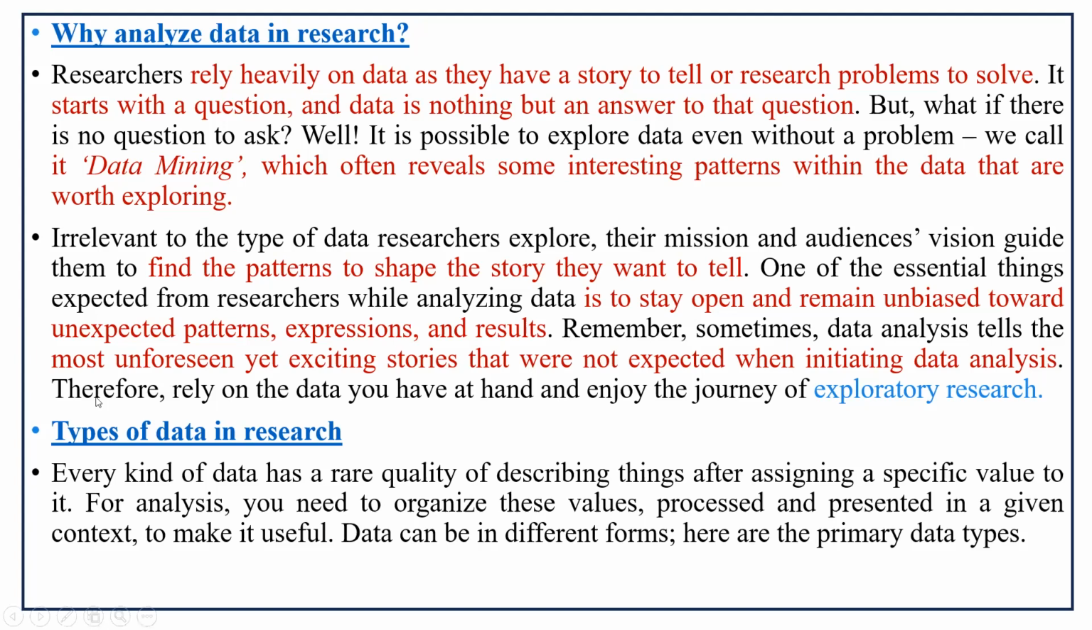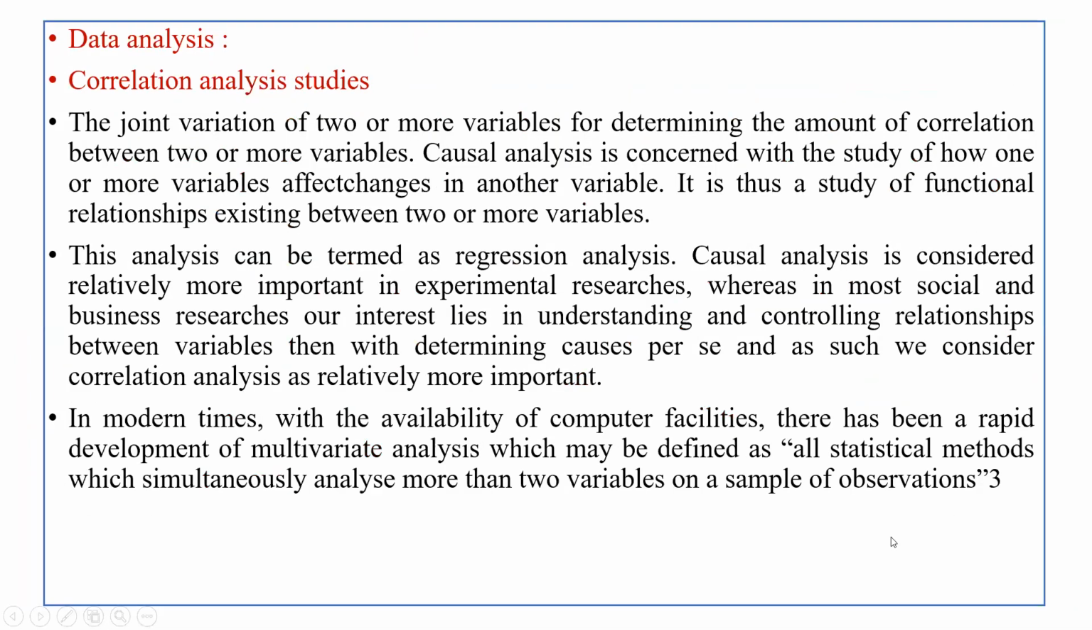Now, as I said, there are different types of data in research. We have seen 4 main types, but there are many other types, and even different types of data analysis. There is correlation analysis, in which the joint variation of 2 or more variables is studied to determine the amount of correlation between them. There is also causal analysis, which is concerned with the study of how one or more variables affect changes in another variable.